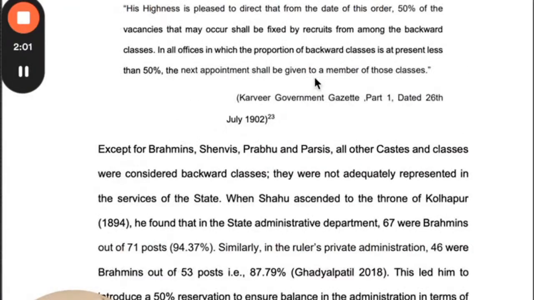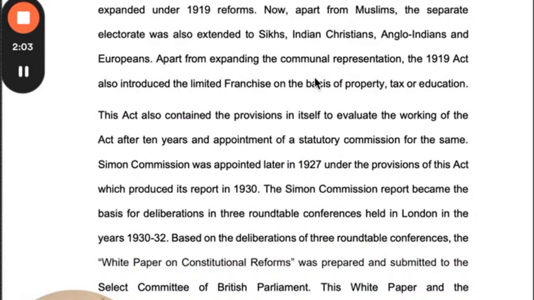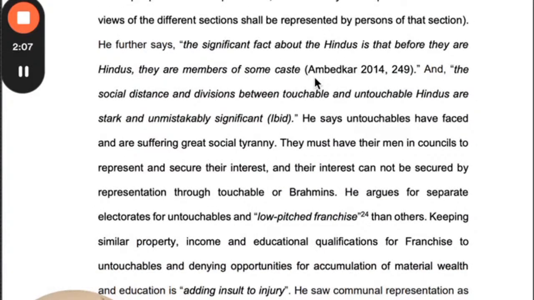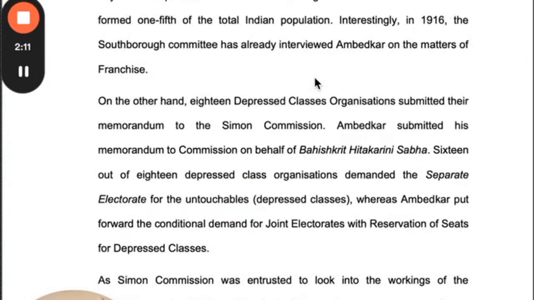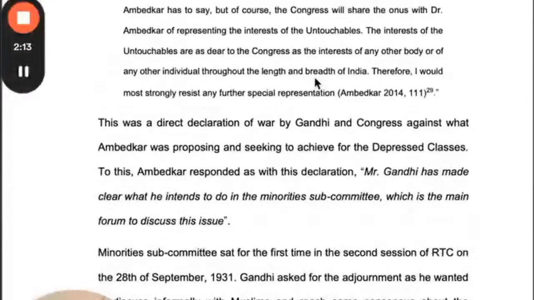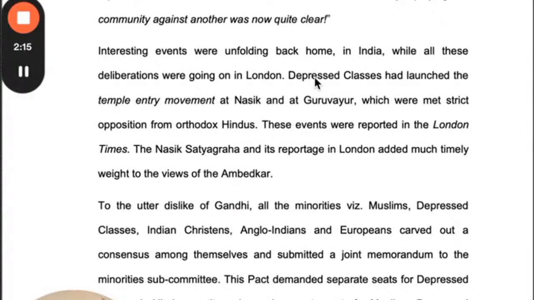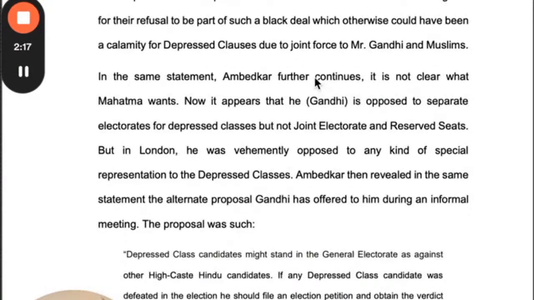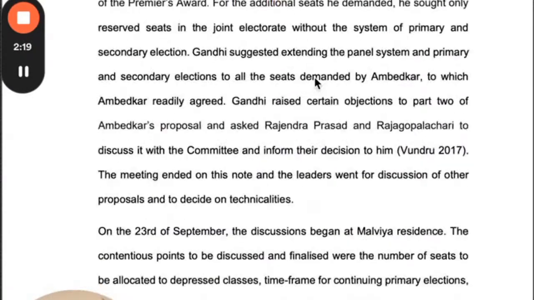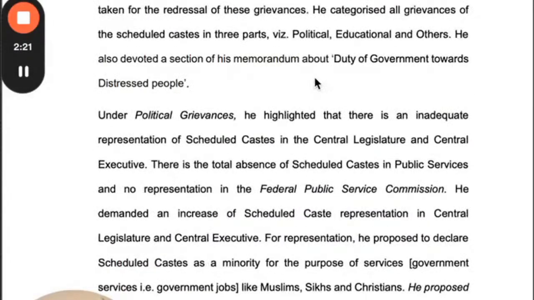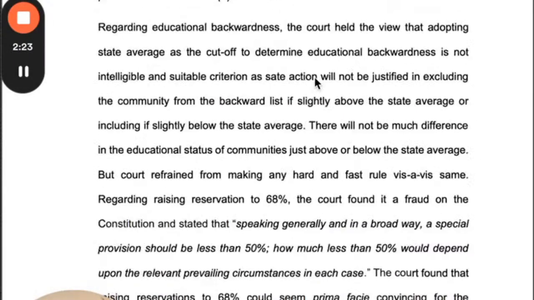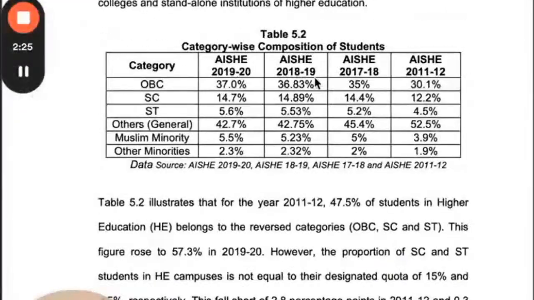Gross enrollment ratio in higher education. Whenever you talk about gross enrollment ratio, what do we mean by it? We all know that gross enrollment ratio in higher education means you take how many students have enrolled in graduate programs, divided by the total number of students in the 18 to 23 years age group.